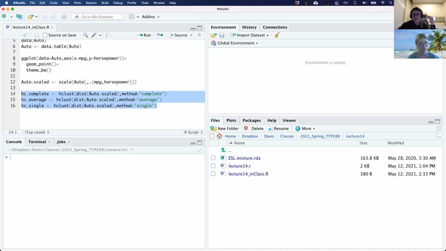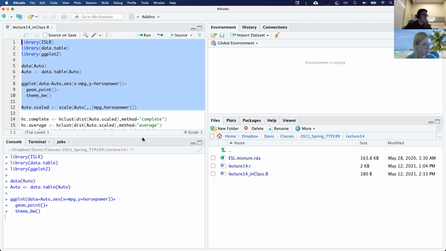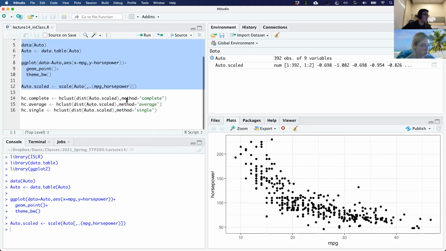Okay, so the algorithm is built into this function called hclust. What I just copy and pasted were these 3 lines of code. So dist is actually, let's go ahead and just take a look at what this does. If I run this, this is what we're going to try and cluster.